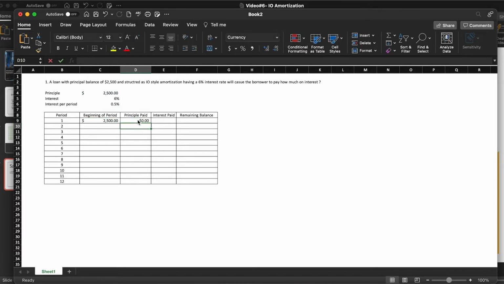Principal paid, we're not gonna pay anything. Interest paid, we're gonna be paying 0.5% on the beginning of our period balance, right? And since we didn't pay any principal, the remaining balance is going to be $2,500.